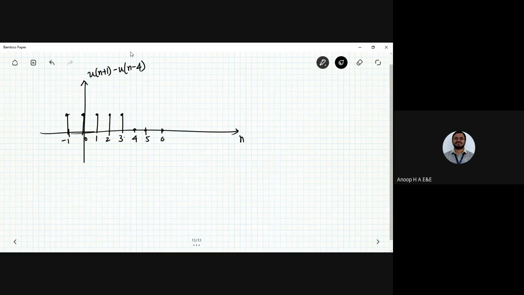Now this is the u of n plus 1 minus u of n minus 4 signal. What change needs to be done is you need to multiply the signal. You have x of n, that is 2 power n times this signal, whatever value is there, you need to keep on giving the value of n.